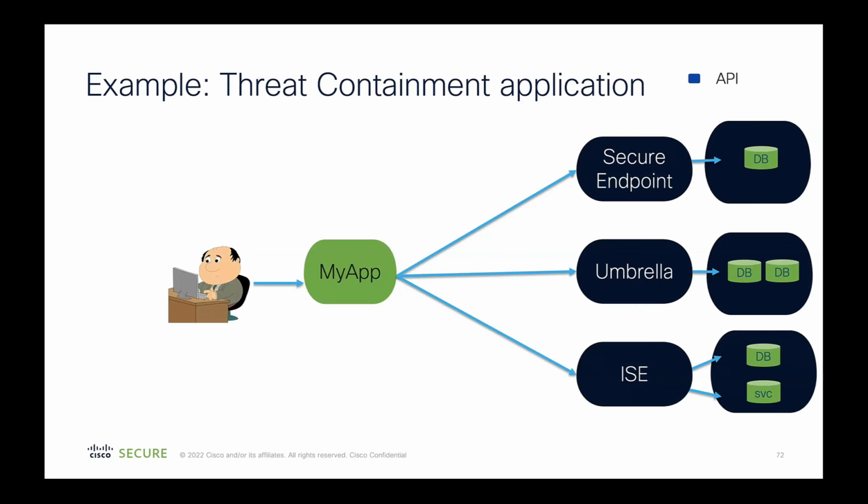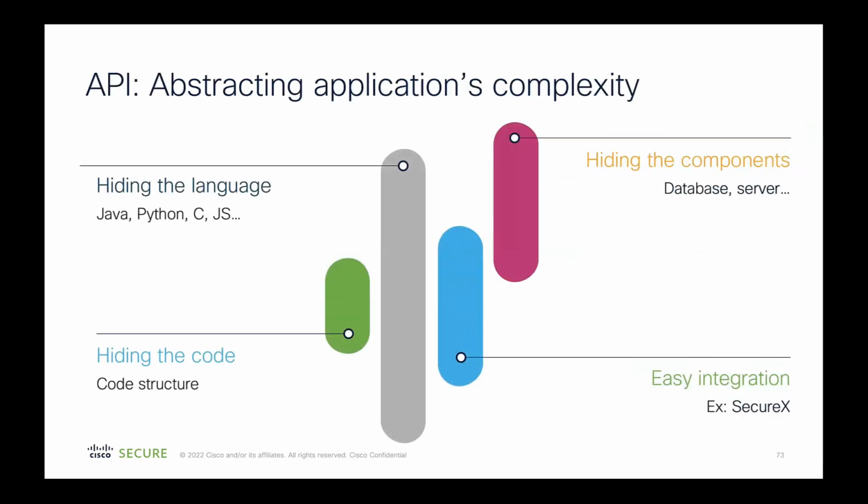We don't need to write a specific SQL query in order to access the information that Secure Endpoint knows about, or know the specifics of how Identity Services Engine isolates using ANC. It has a service behind that, but if we know how to make the appropriate call to Identity Services Engine, it will take care of all of the heavy lifting and the orchestration on the back end. So that's one of the benefits of utilizing APIs: it hides that abstraction from the users.